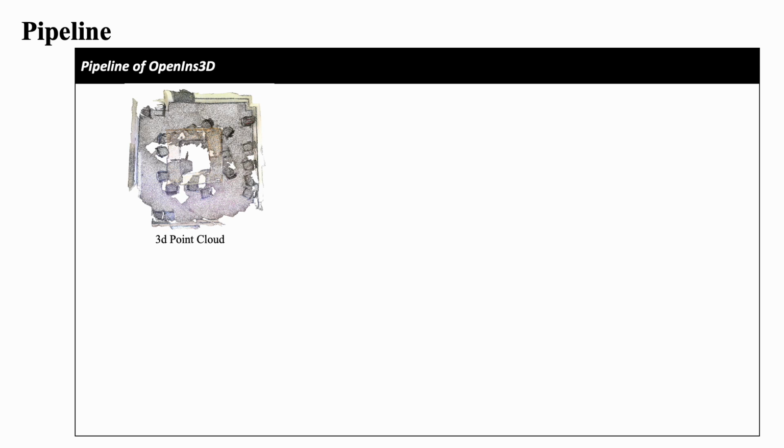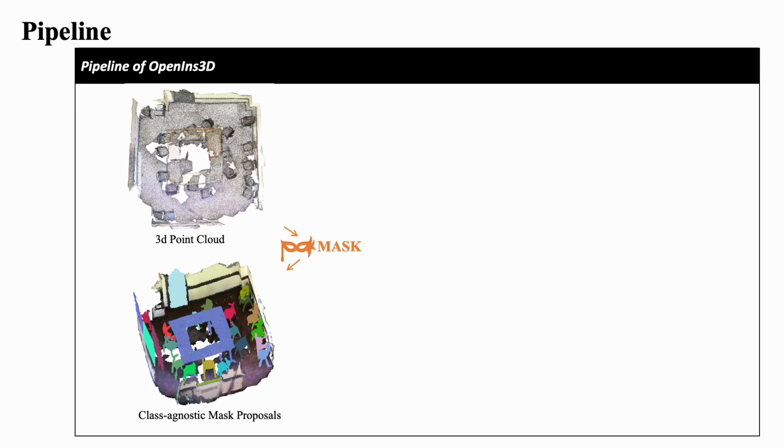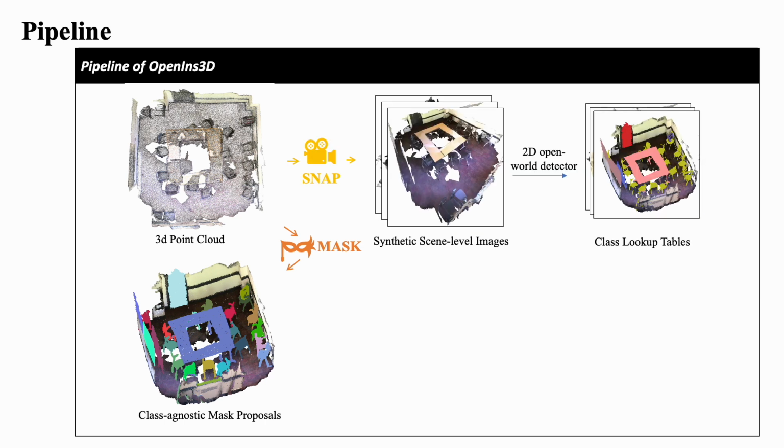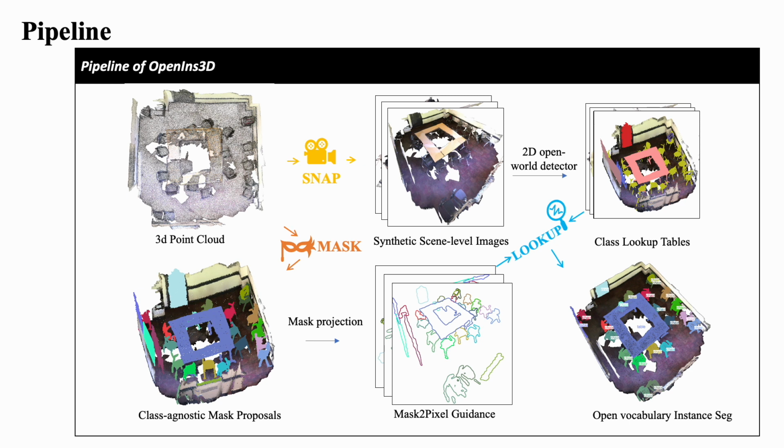This is the overall pipeline of OpenIns3d. With the 3D input point cloud, first, we use the mask proposal module to learn class-agnostic mask proposals. Then, we use the snap module to generate synthetic scene-level images and construct class lookup tables. Eventually, we search the class lookup table to assign category names to each mask proposal. Let's dive into the details of each module.